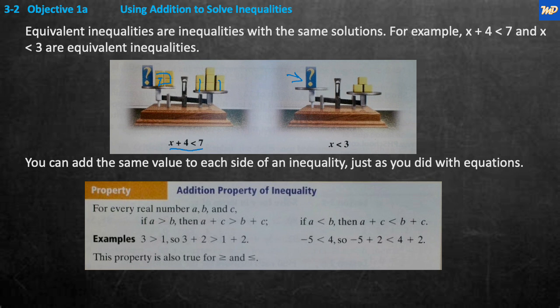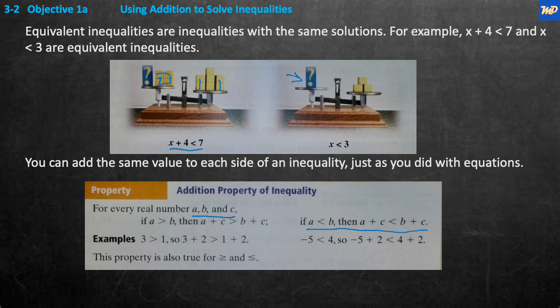And here is a property that we're going to talk about, the addition property of inequality. For every real number a, b, and c, if a is greater than b, then a plus c is greater than b plus c. That was like the equality, we had the same thing with equals. a plus c is equal to b plus c. Remember those when we were doing those? So if a is less than b, then a plus c is less than b plus c.